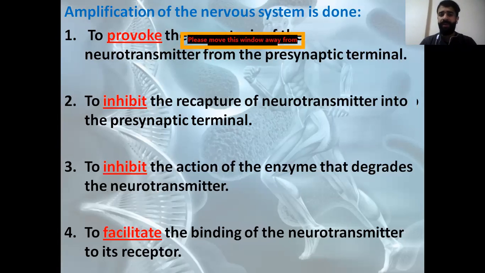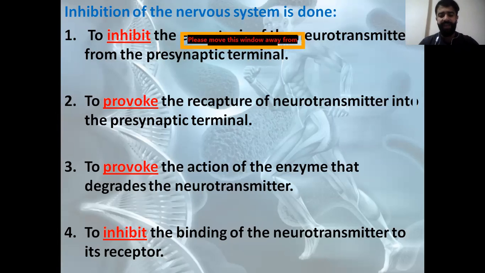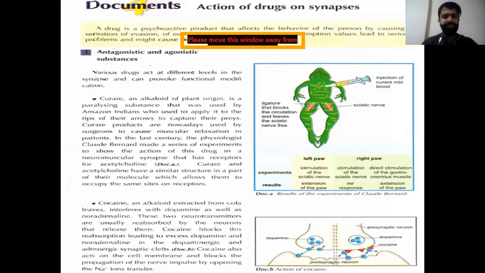So these two, amplification and inhibition, are very important to know. And also we're going to talk about them in the last question in the probing documents. Yesterday we started about the action of the drugs on the synapses. We said that we have two different types of substances. We have agonistic and antagonistic.